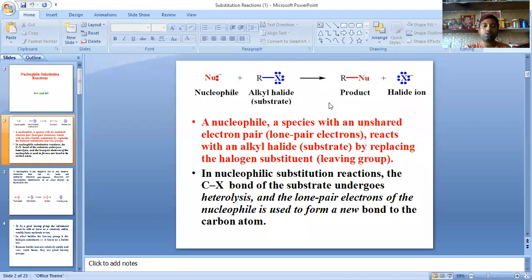Okay. So this is our nucleophile having a lone pair of electrons. It can donate a pair of electrons. This is our substrate, an alkyl halide. The nucleophile attacks the alkyl halide, bonds with the alkyl group, and forces the halogen atom to leave the substrate. So the halide ion is formed and gets removed from the substrate. This one is known as the leaving group.